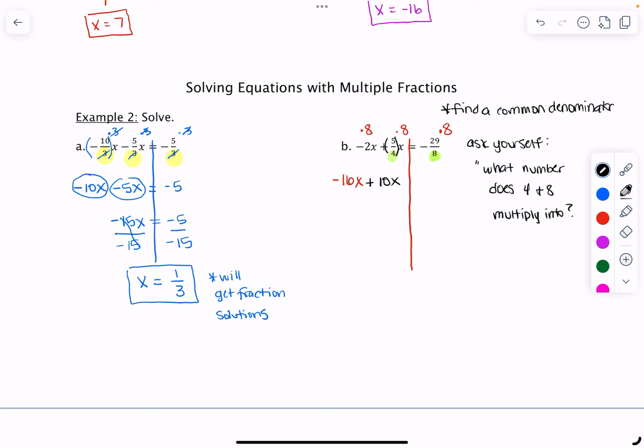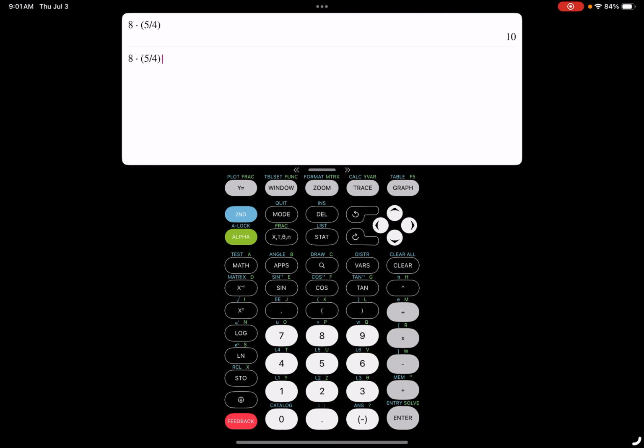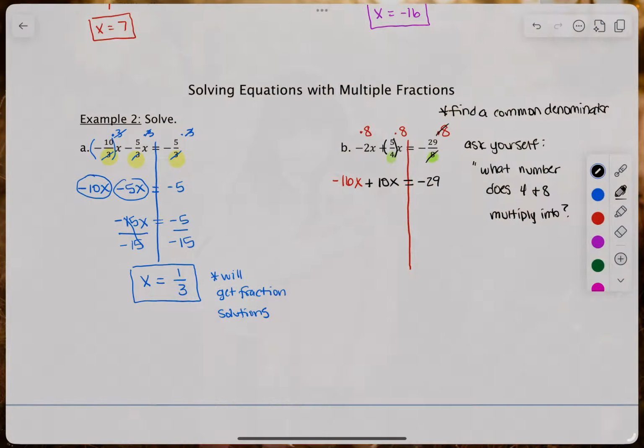And then on the right side, I have negative 29 over 8. Well, these 8s just cancel, and I get negative 29. If you don't like to remember that they just cancel, because it can get confusing with multiplication, just go ahead and multiply in your calculator. Negative 29 divided by 8 times 8. And boom, I still get negative 29. So either way you want to think about it is fine with me.